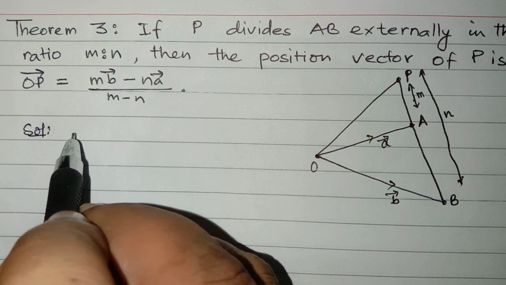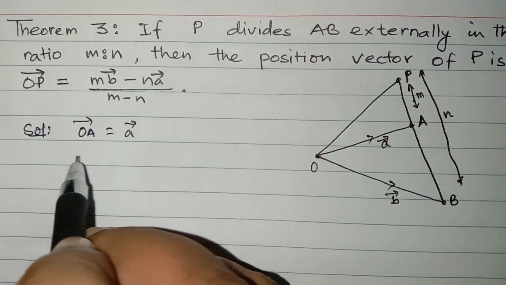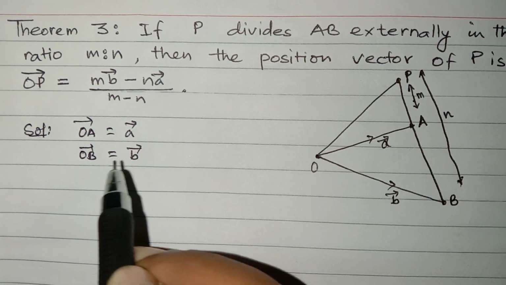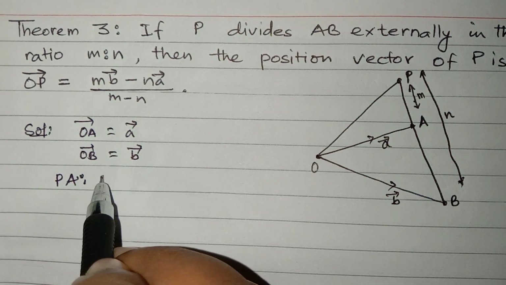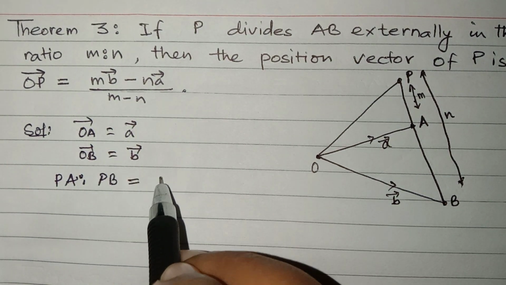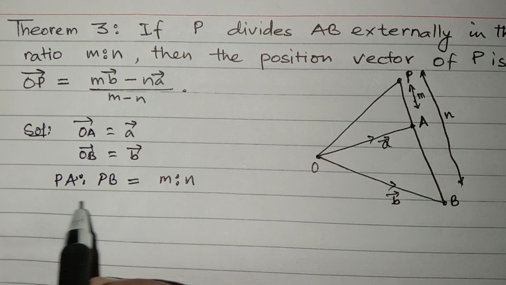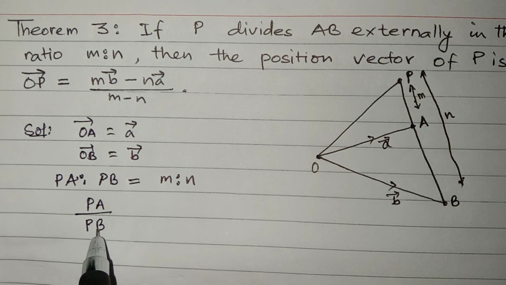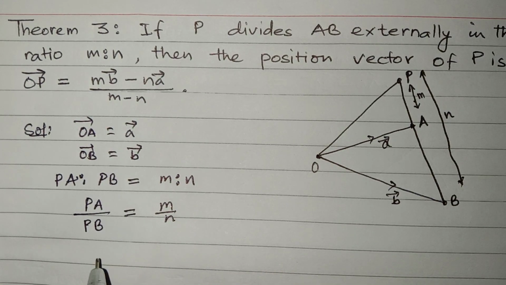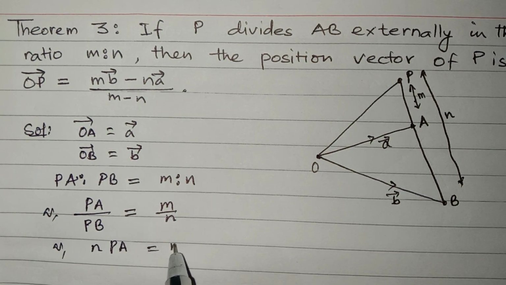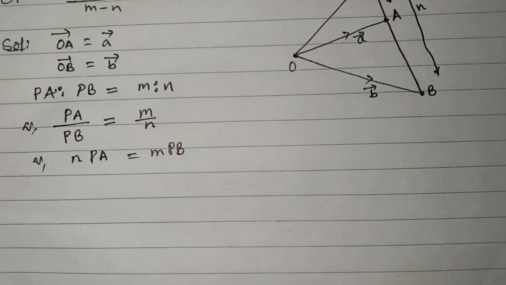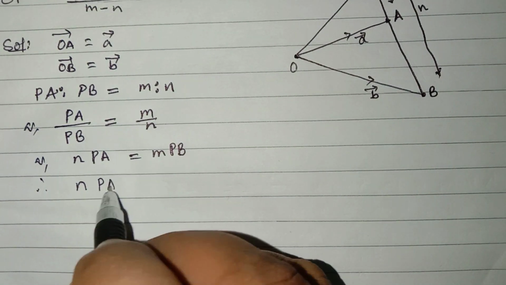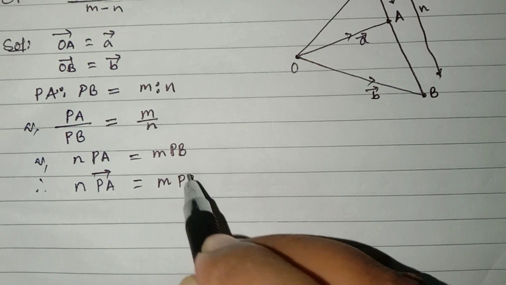Solution. Let's say that vector OA is equal to vector A, vector OB equal to vector B, and also we are given that PA is to PB equal to M is to N, and here we have PA upon PB is equal to M upon N, and now by cross multiply I have N times PA equal to M times PB. Okay, so PA and PB are in the same direction, so we can say therefore N times PA vector is equal to M times PB vector.